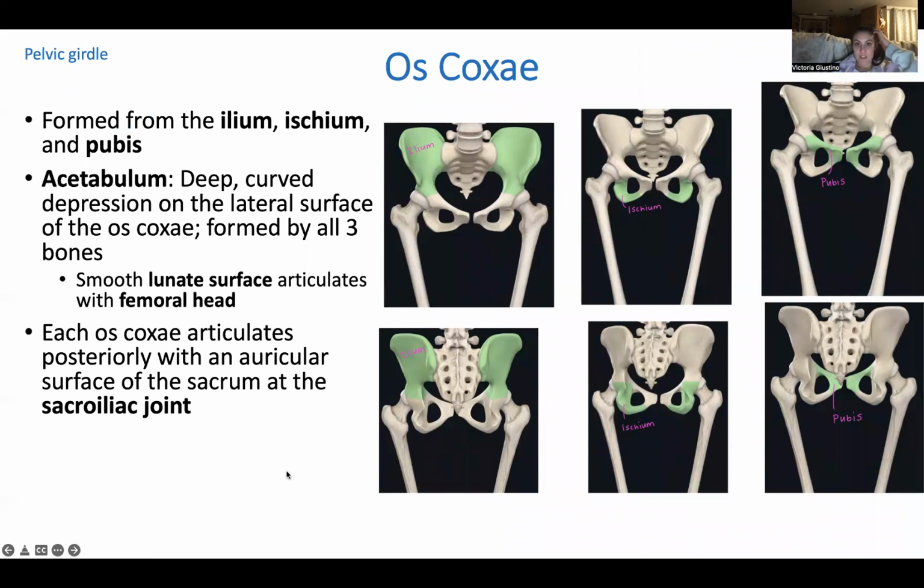So first, this is just an overview of the parts of the os coxae. So you have the ilium, the ischium, and the pubis. And then here are the posterior views of those. And before we go on, I just want to remind you of this sacroiliac joint. So here's the ilium, here's the sacrum. And as you can see, each os coxae articulates posteriorly, right? Because here anteriorly is your pubis and your ischium. So posteriorly, the os coxae, specifically the ilium, articulates with your sacrum at the sacroiliac joint.